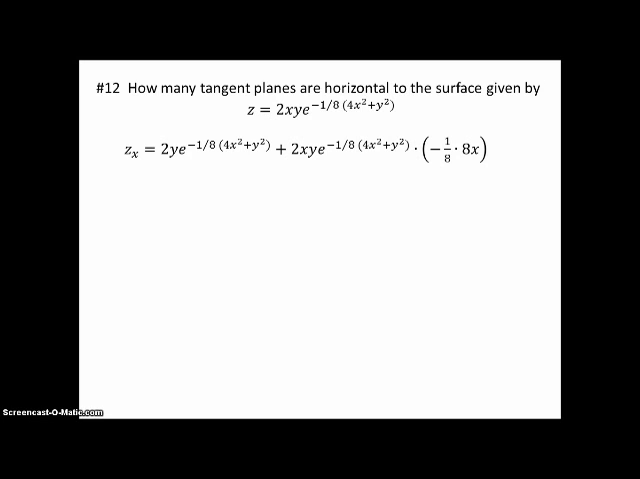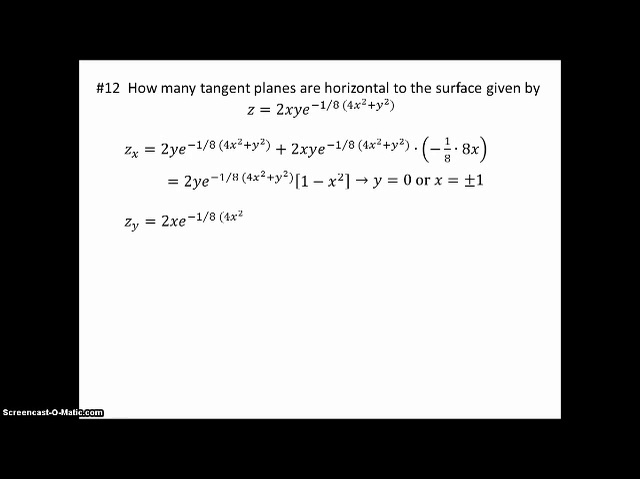and then we leave the e quantity alone, and then we add 2xy times the derivative of the e quantity, which is the e quantity times its derivative with respect to x. So it's negative 1/8 times the derivative of 4x squared, which is 8x. Simplifying that, we factor out all that we can, and we get 1 minus x squared in the parentheses. Now this gives us two solutions though. Y could be 0, or x could be plus or minus 1.